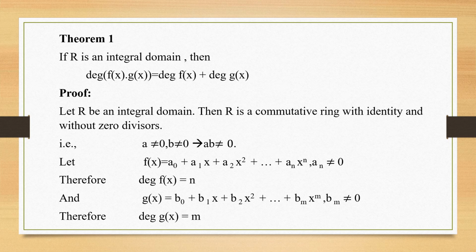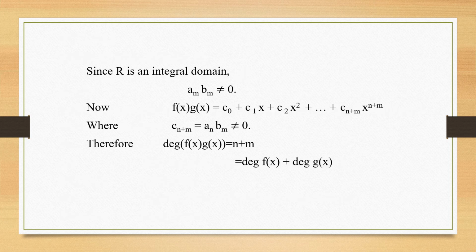But here in an integral domain, they are clearly saying without zero divisors, which means a is not equal to 0, b is also not equal to 0, and the product is also not equal to 0. So let f of x be a0 plus a1x plus a2x square and so on, an x power n, where an is not equal to 0. Therefore, the degree of f of x is n here. Let me choose another polynomial g of x with different coefficients and with a different degree m, where bm is also not equal to 0. What are an and bm? Another name: leading coefficients. Now, since R is an integral domain, we see that an product bm is not equal to 0.